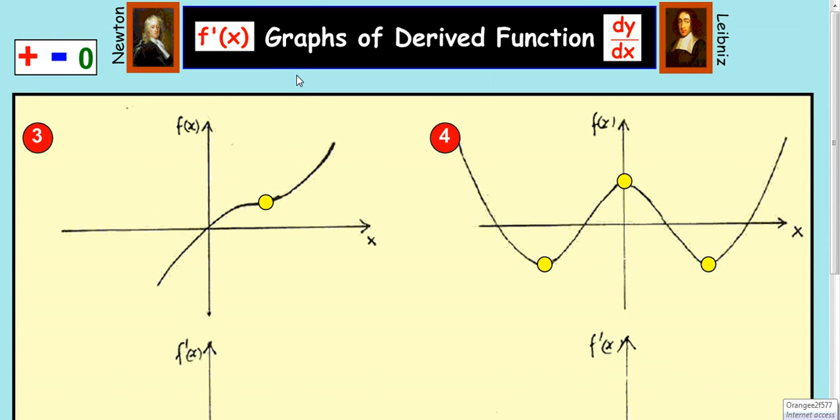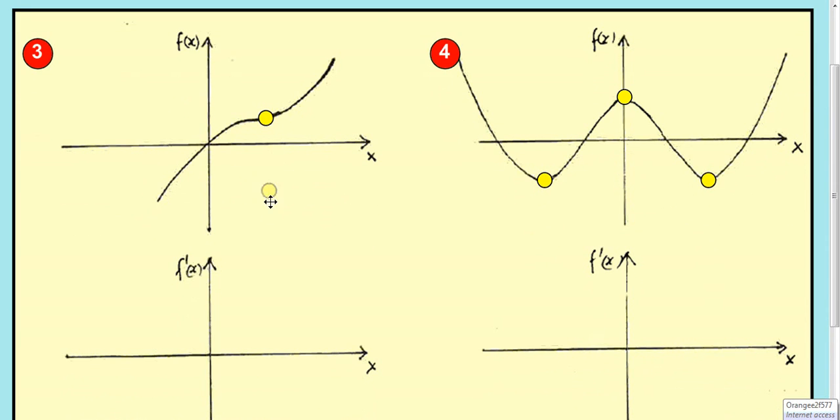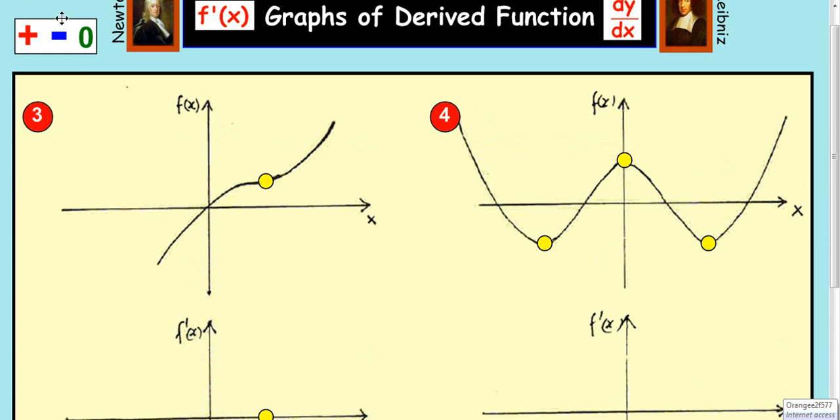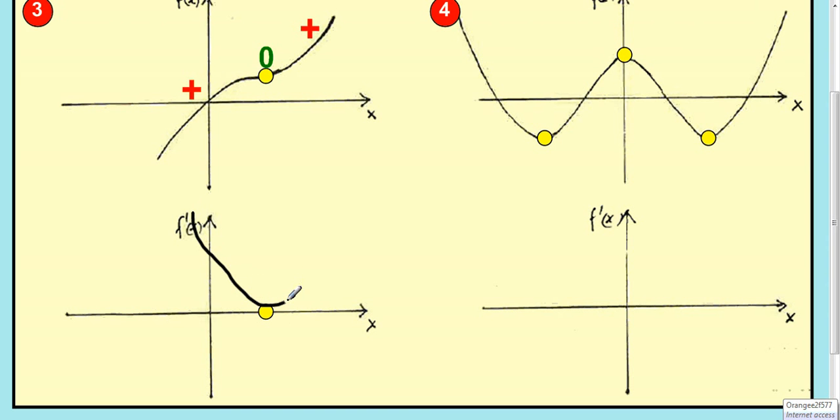Okay, we're looking at more graphs of derived functions. So question 3, I'm looking at this point here and I'm thinking stationary point. So I'll mark that in as a root of my derived function. So that's 0. This line before is a positive gradient, and this line after is also a positive gradient. So I need to stay above the x-axis when I'm drawing this. So going down to the point and then back up, staying above the x-axis.